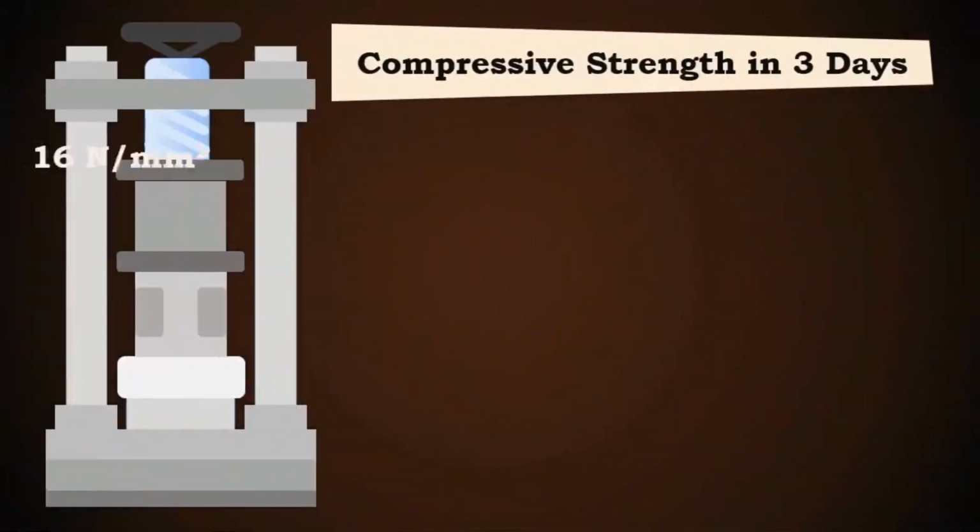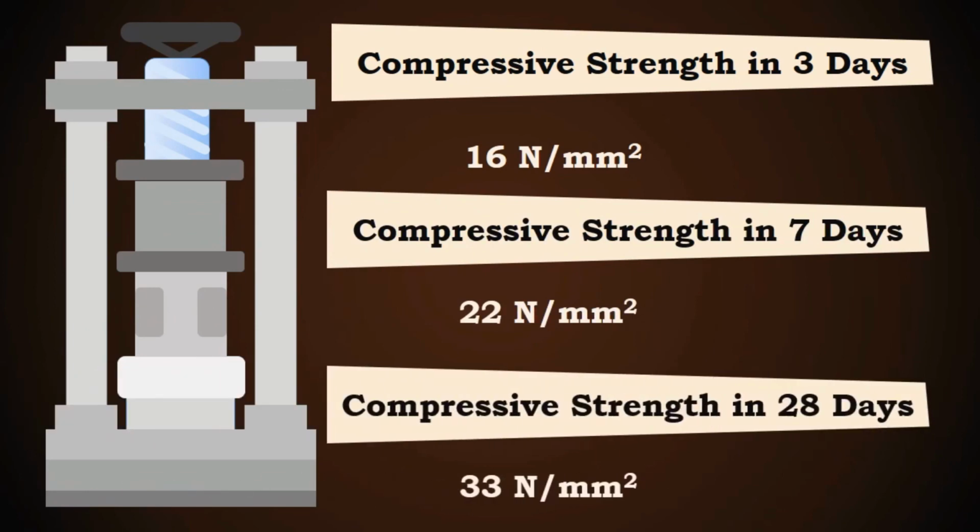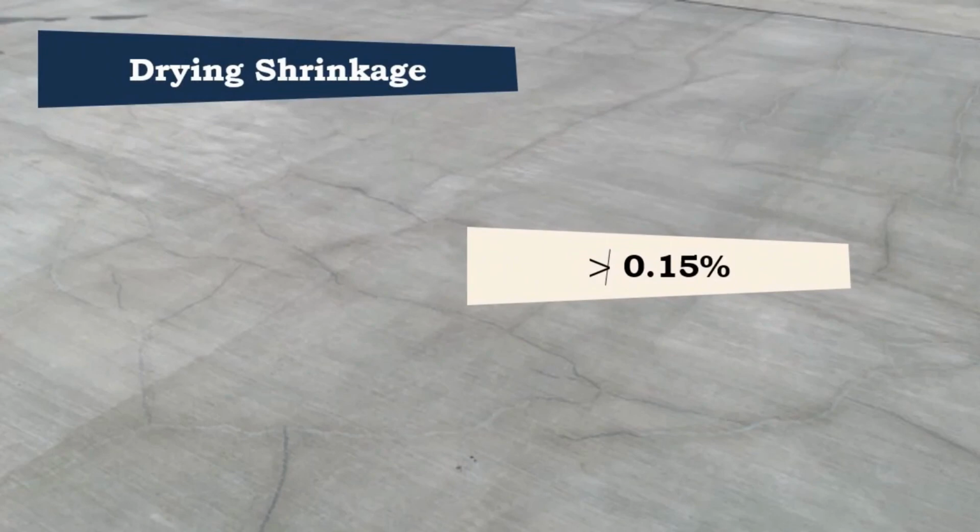The compressive strength of this cement after 3 days is 16 Newton per millimeter square, after 7 days is 22 Newton per millimeter square, and after 28 days is 33 Newton per millimeter square. The average drying shrinkage when tested should not be more than 0.15%.